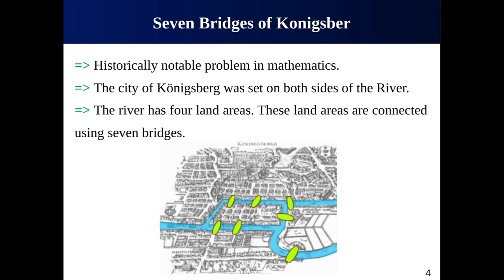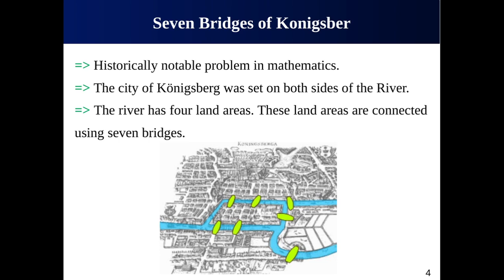It is a historical problem in mathematics. Konigsberg was the name of a city in Prussia. It's still there, but the name has been changed. The current name, if I am not wrong, is Kaliningrad. It's in Russia.